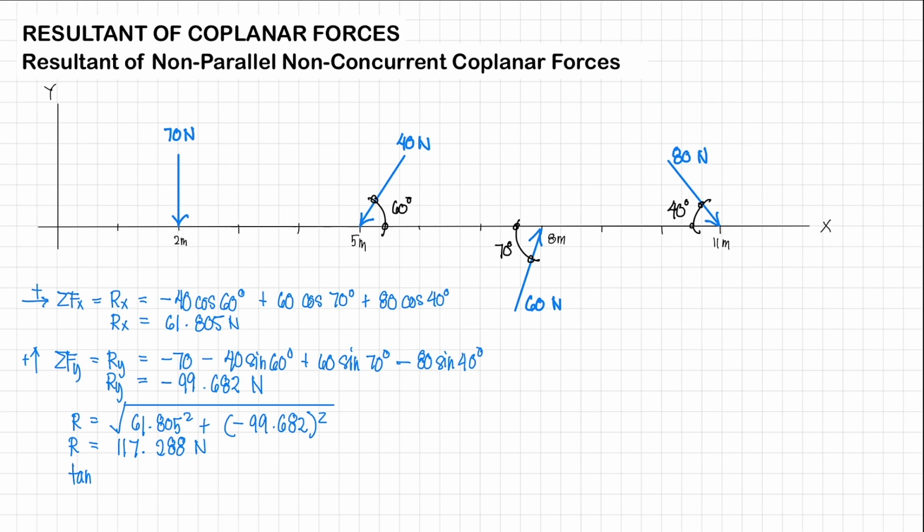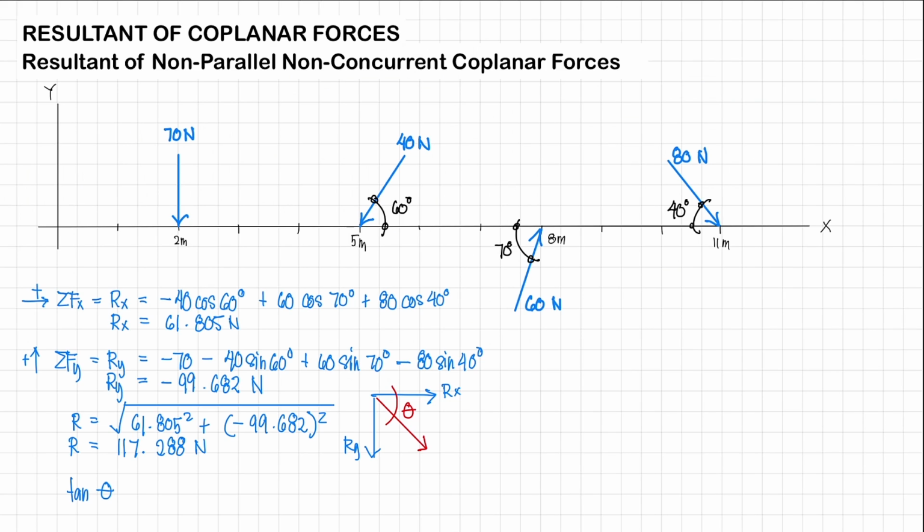And then for the direction of our resultant, it's going to be tangent theta. So our Rx is positive. That means it's going towards the right side. And our Ry is negative. It means that it's acting downwards. So let's first draw this Rx, Ry. So our resultant will be acting in this direction, and we're trying to solve for our theta.